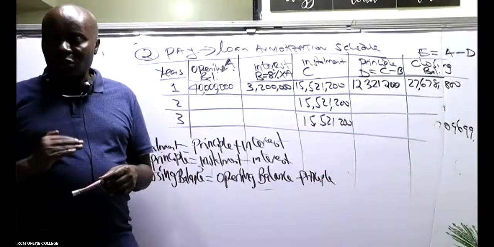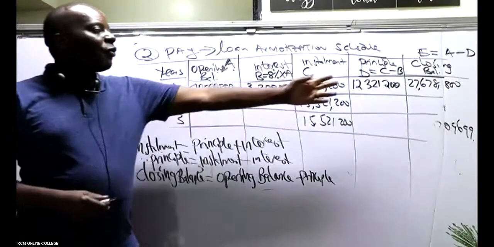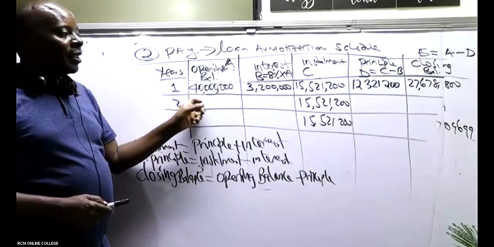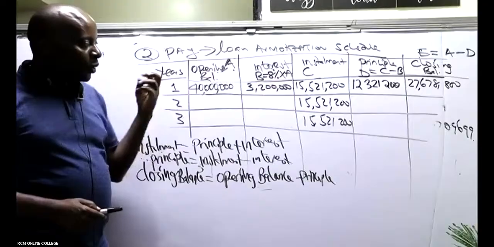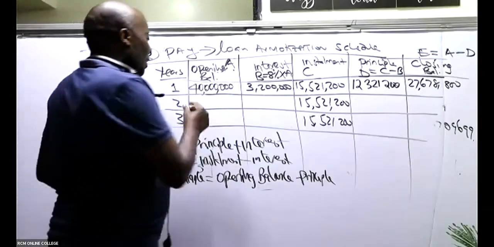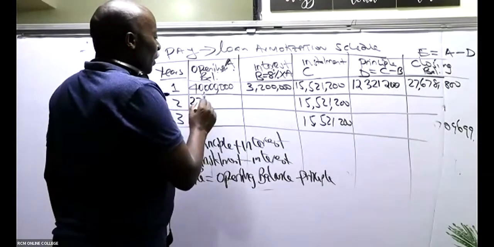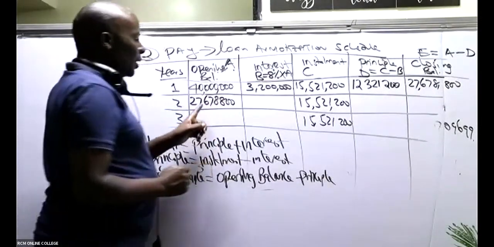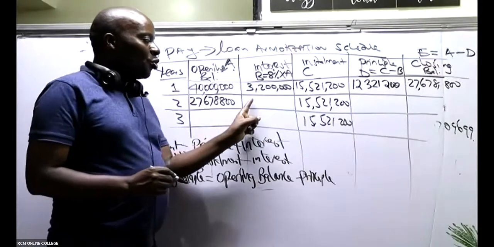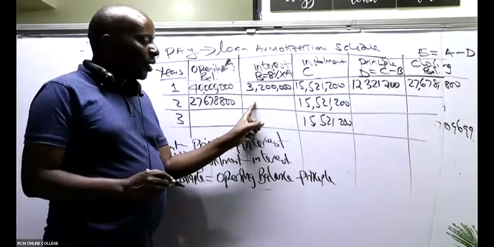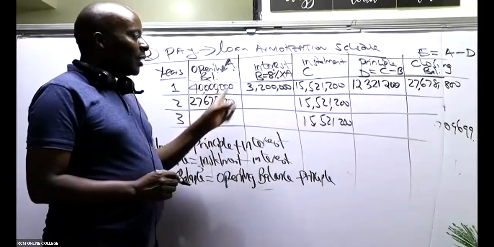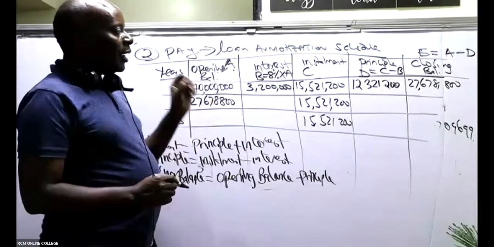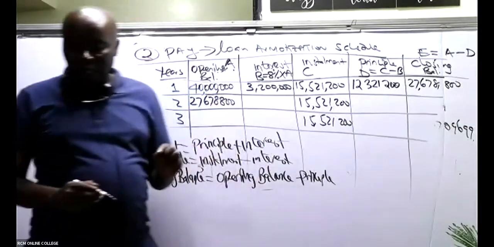Opening balance of year number 2 will be the closing for year 1. So we bring this closing for year 1 down here. This is what we start with; we close with it there and we shall open with it here. So we have here 27,678,800. Now this is the amount that we shall use to charge you year 2's interest. So you take this one times 8%, because always interest will be levied on the opening balance.